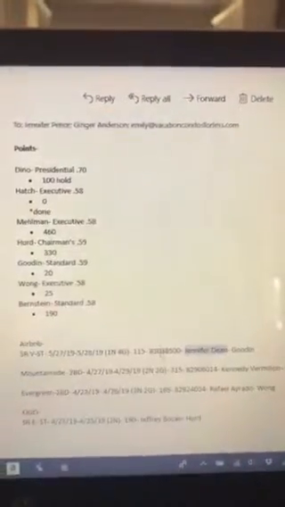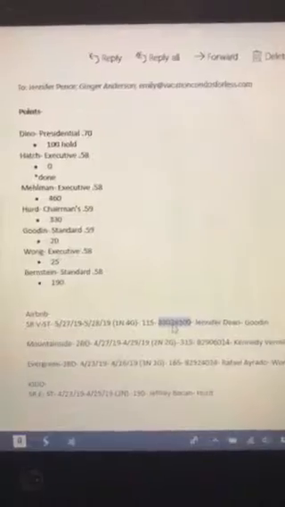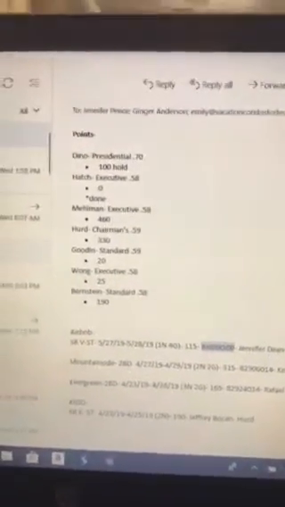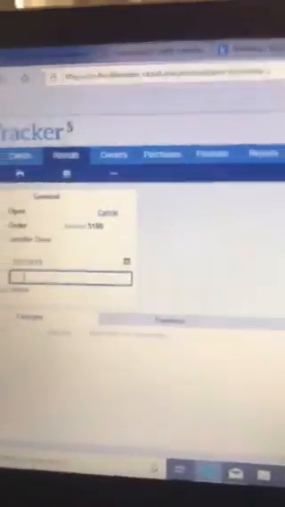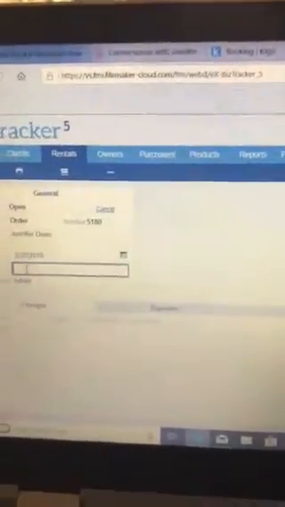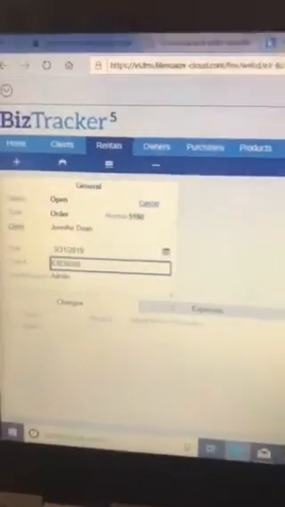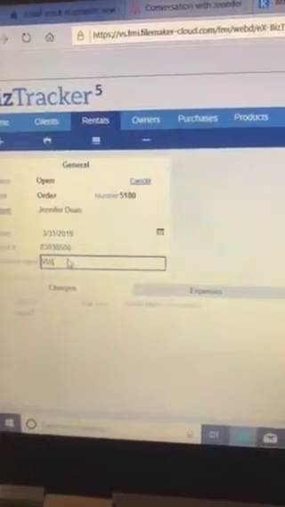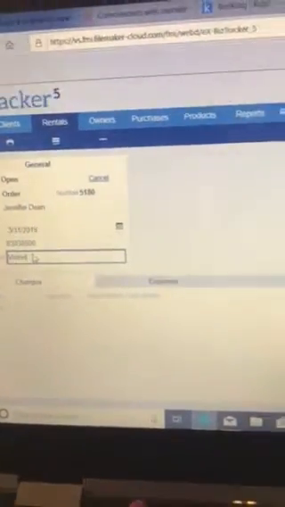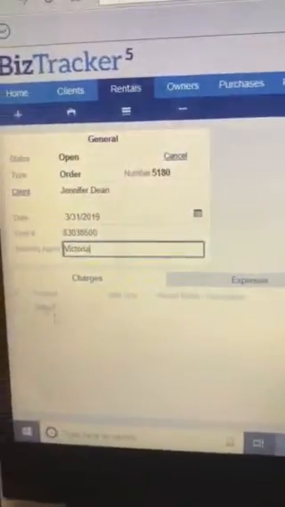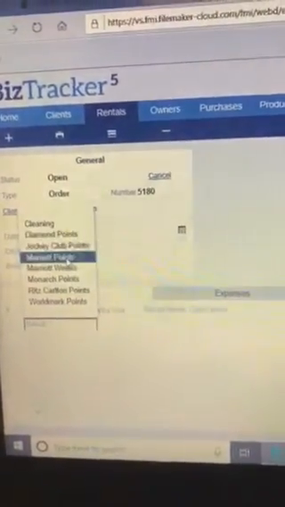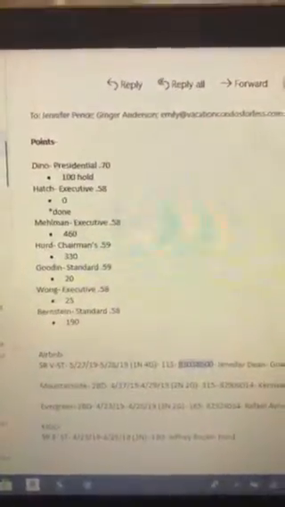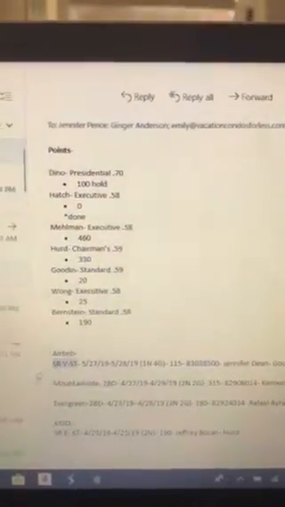Then we're going to go back to the email and find her confirmation number. So copy and paste that number right there. Paste it in. Okay. Booking agent was Victoria. Okay. Product, Marriott Points. It was a studio at Shadow Ridge Villages.